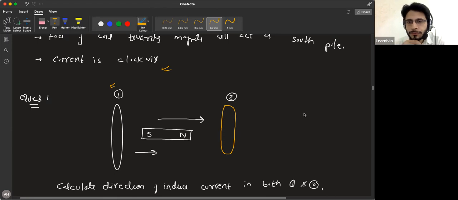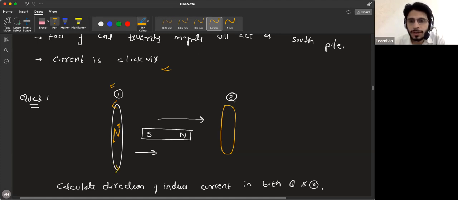As the south pole is moving away from the coil, what will this coil try? It will try to attract the south pole. To attract the south pole, which pole do you need? North pole. So this will be the north pole. If it is the north pole, that means the direction of current will be anti-clockwise.